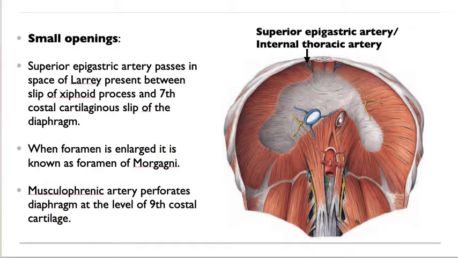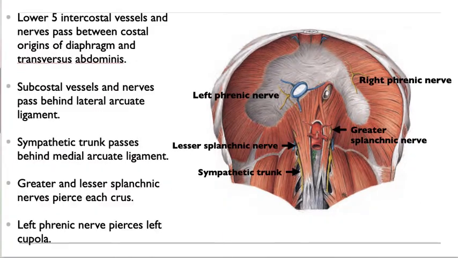The small openings: the superior epigastric artery passes in the space of Larrey, present between the slip of the xiphoid process and the 7th costal cartilage slip of the diaphragm. When this foramen is enlarged, it is called the foramina of Morgagni. The musculophrenic artery perforates the diaphragm at the level of the 9th costal cartilage.